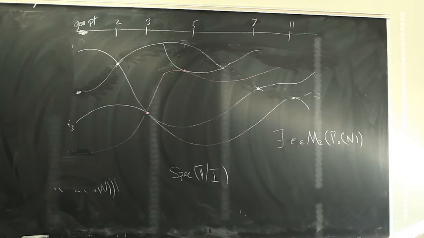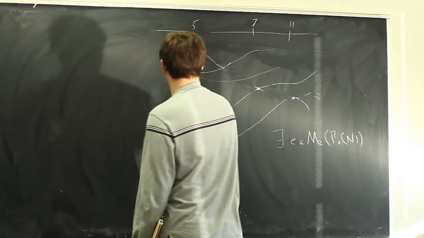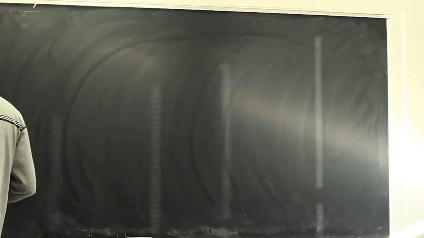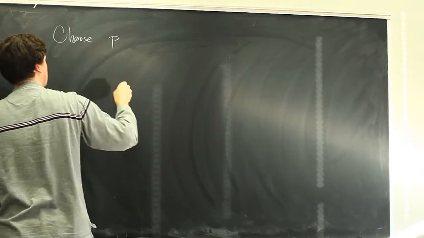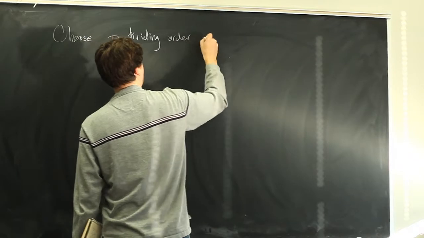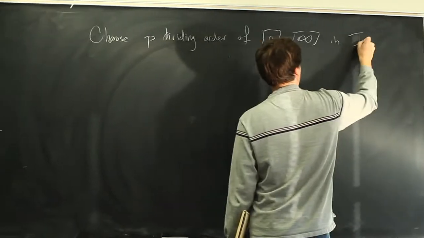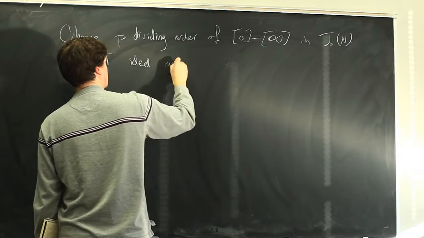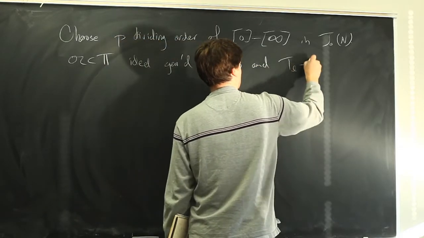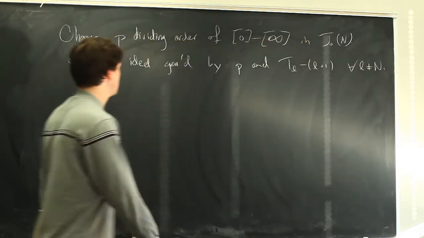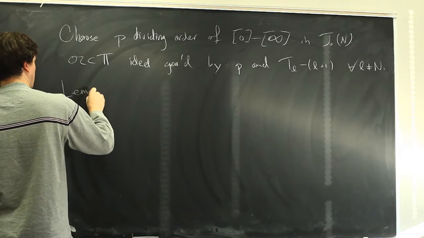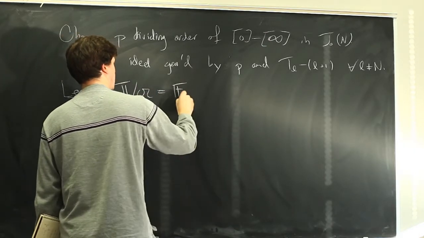Okay? So in the time left today, I want to just get started on it. Right, so I'm going to, as before, choose a p dividing the order of 0 minus infinity. And then I'm going to define the p Eisenstein ideal just as before. And so once again, this quotient is just Fp. Maybe it's a maximal ideal.